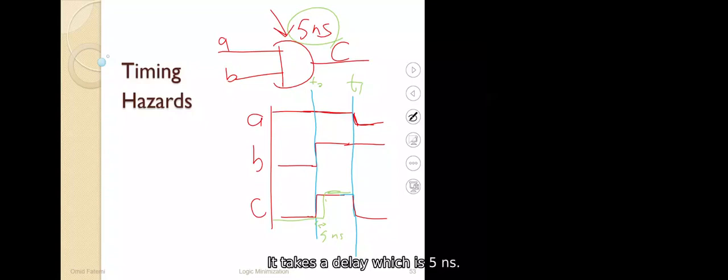It takes a delay, which is 5 nanoseconds. So again, 5 nanoseconds later, C becomes 0. So this is the true one. Actually, this is not the whole truth. The whole truth is different. But to make it simple, we just used a value for the delay. But the truth is that the delay from 0 to 1 is different than the delay from 1 to 0. But we don't go to that detail.